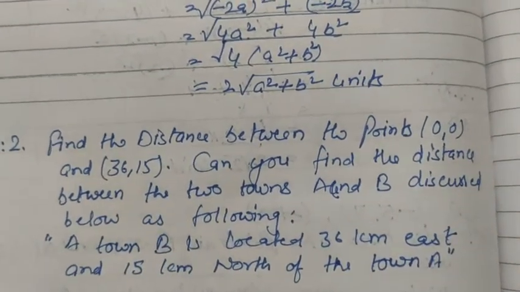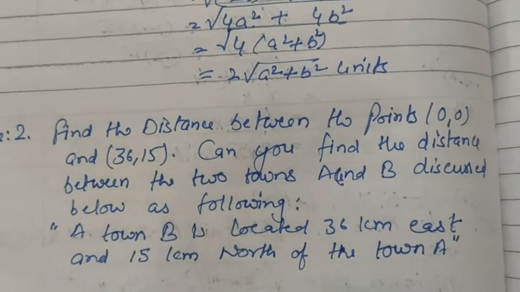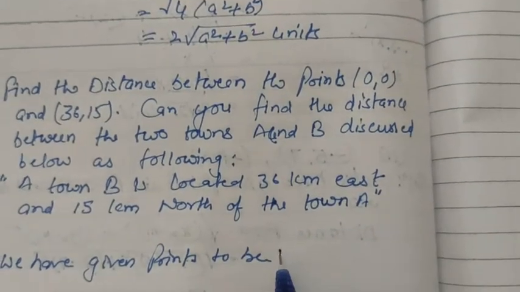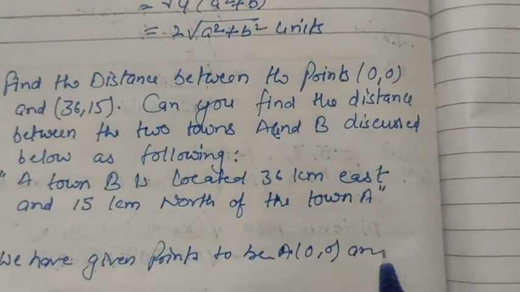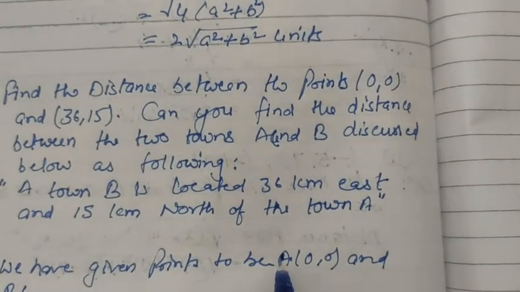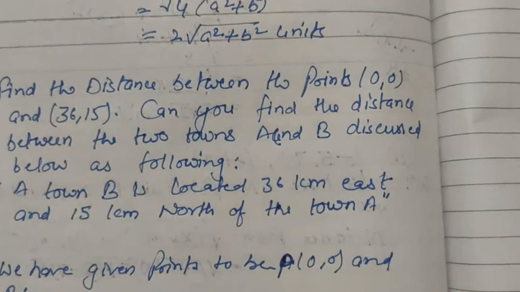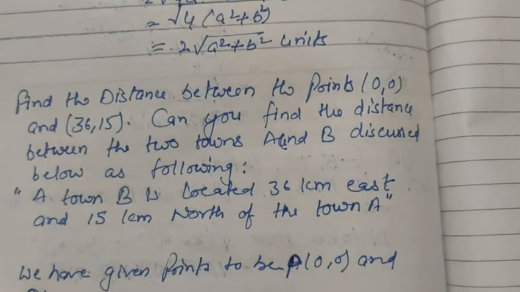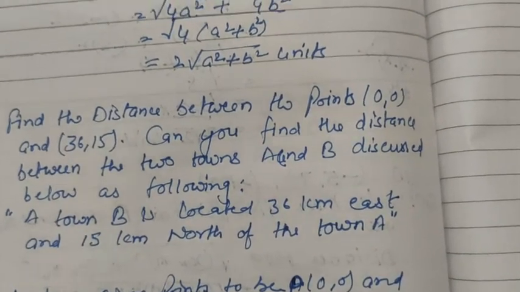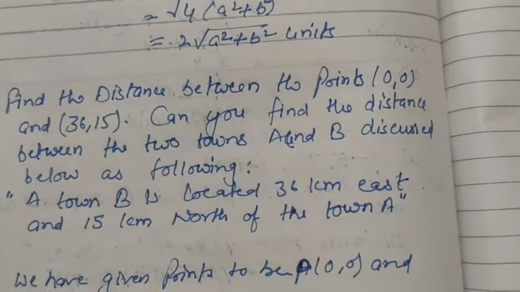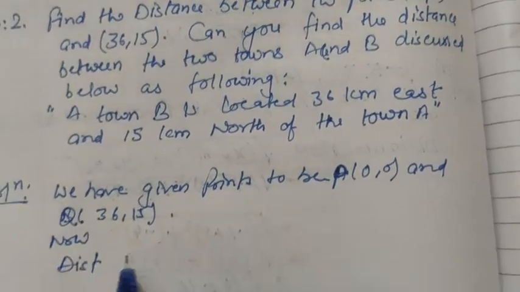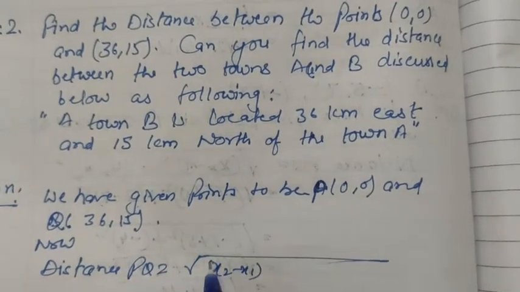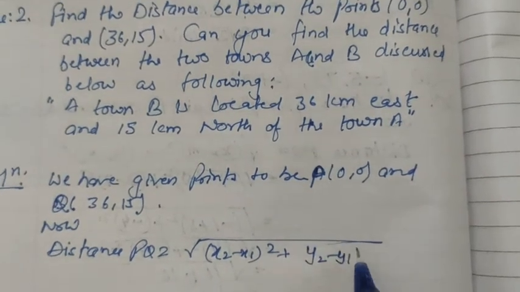Let us assume the two points as P and Q, as we are given town A and B, so notation will be changed. So P is (0, 0) and we can say Q as (36, 15). So now distance PQ will be under the root x2 minus x1 square plus y2 minus y1 whole square.